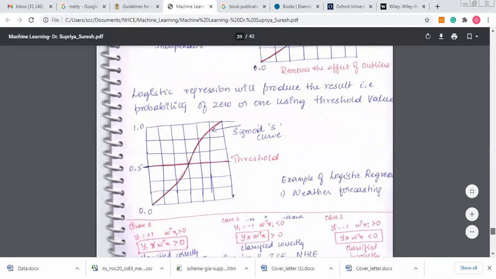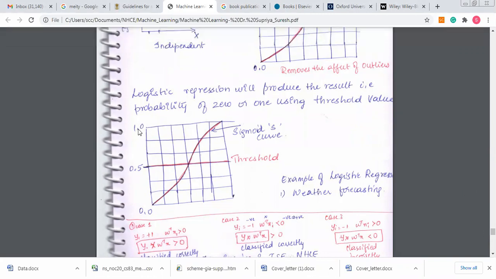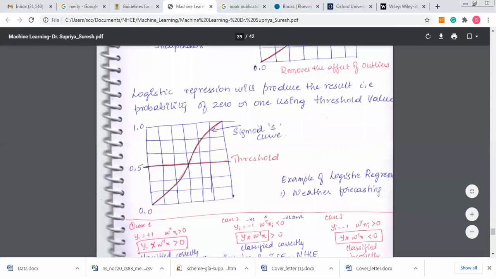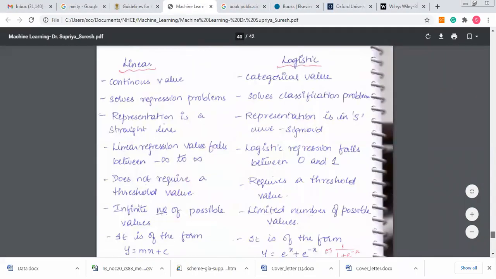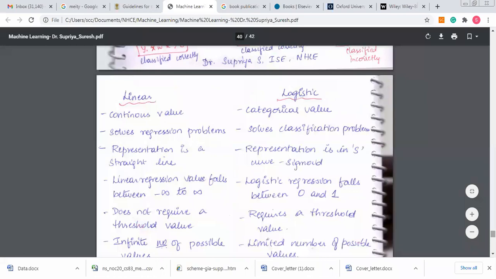And as I told, the threshold value comes into the picture over here, which is 0.5. A value above 0.5 moves towards the output 1. Below, it moves towards the output 0. So the main differences between logistic and linear regression: linear regression has continuous values, whereas logistic regression has categorical values. We represent it between 0 and 1, using the threshold of 0.5. Linear regression solves regression problems, and logistic regression solves classification problems.